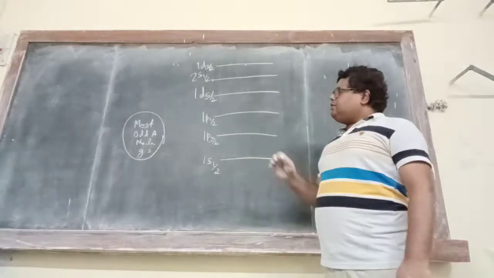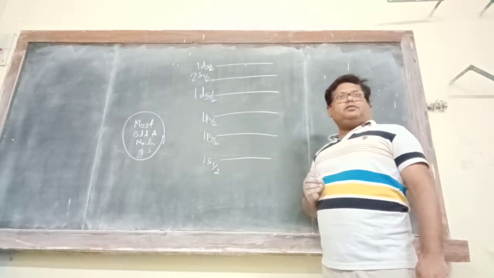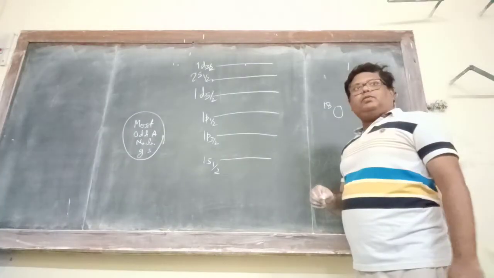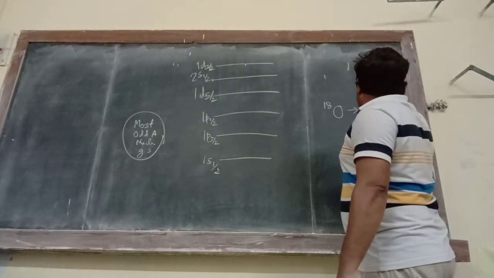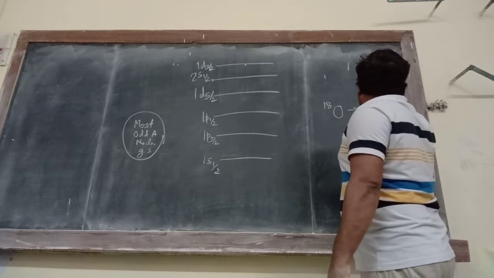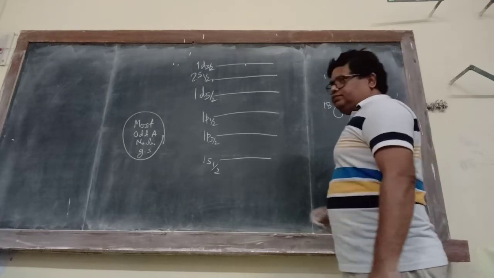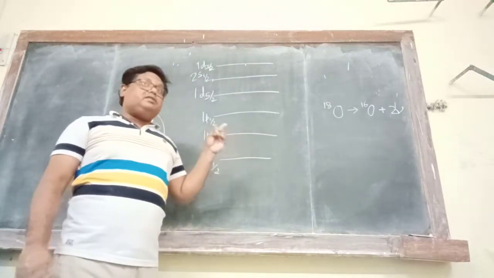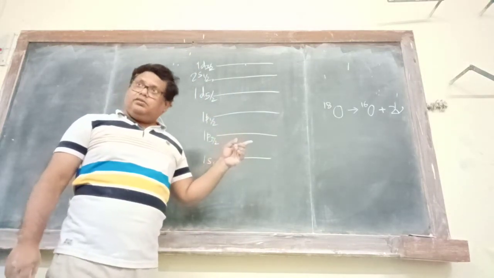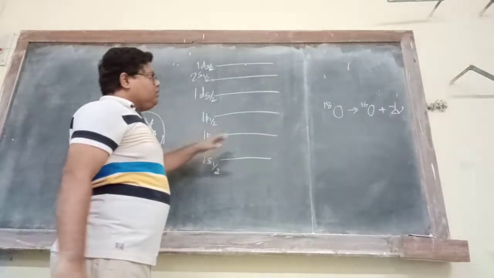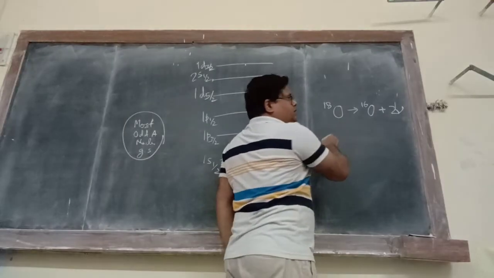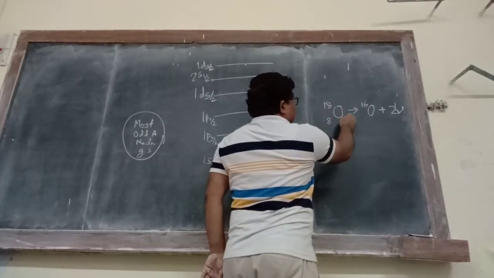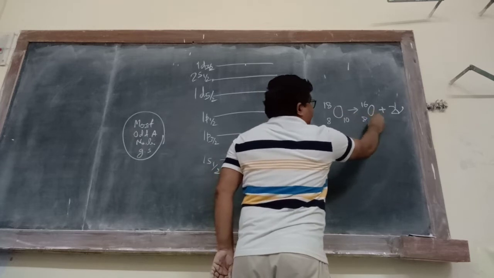Suppose, let me consider the case of 18 oxygen. So what is it? You can think of it as 16 oxygen plus 2 neutrons. This is not an odd nucleus. This is an even nucleus. Good. So 18 oxygen. So oxygen means 8. Right? So number of protons 8, number of neutrons 10.